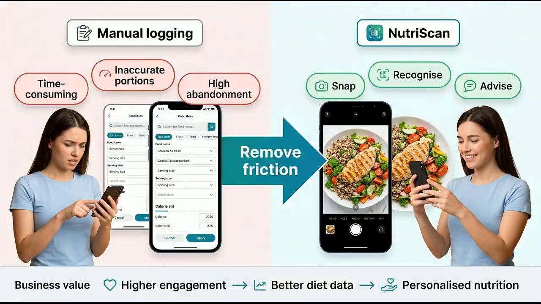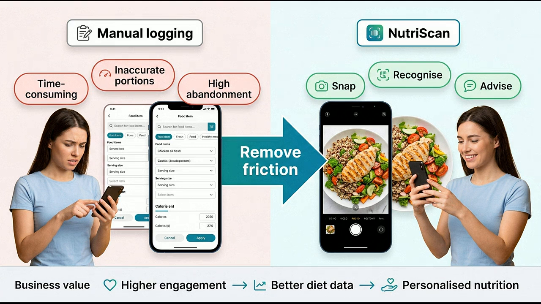The business problem is the failure of manual food tracking. Most diet and calorie tracking apps require the user to search for food, enter quantities, estimate portion sizes, and repeat that process multiple times per day. That creates friction. The user may care about their health, but the process is too slow and too repetitive. NutriScan removes that friction by replacing typing with vision.